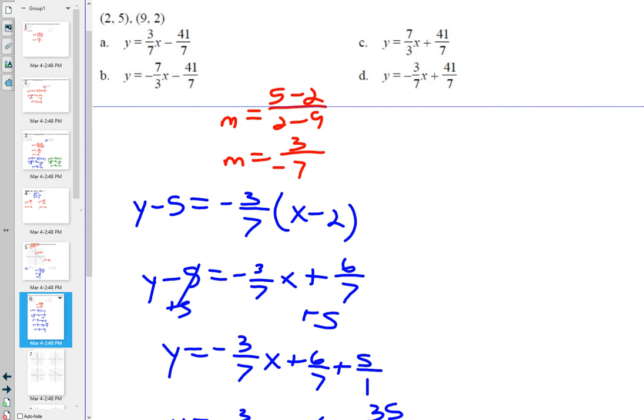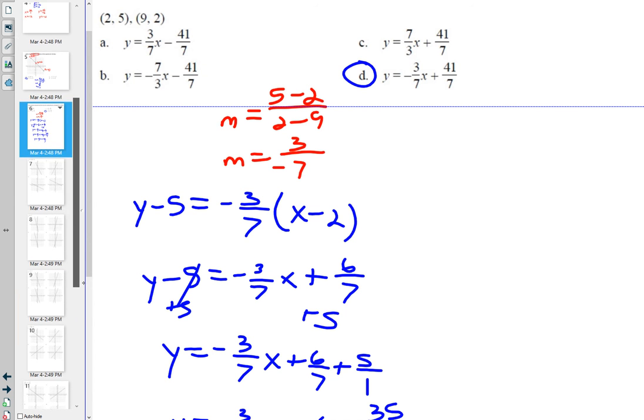Donnie knows that that's D, and that's his favorite letter in the alphabet. I'll be looking at yours. Any questions? Party going?